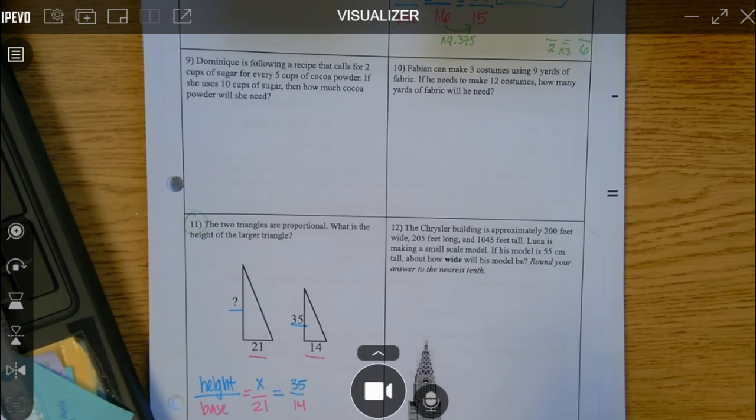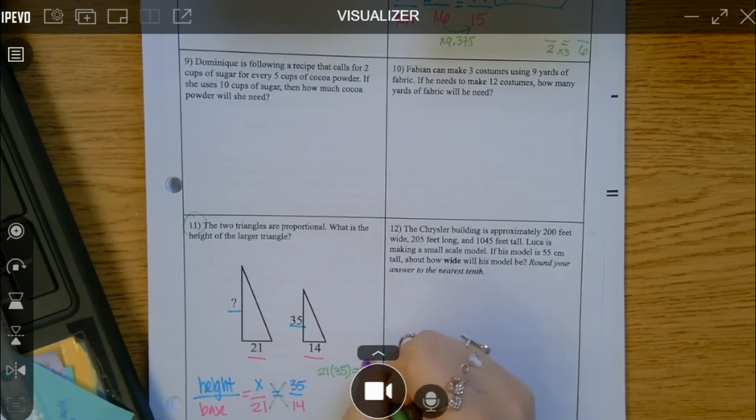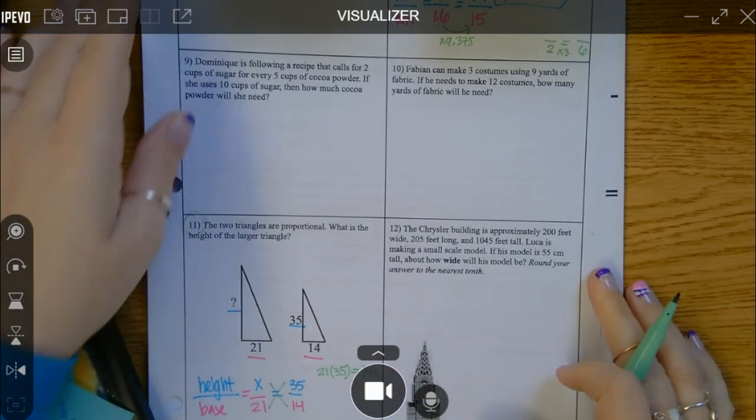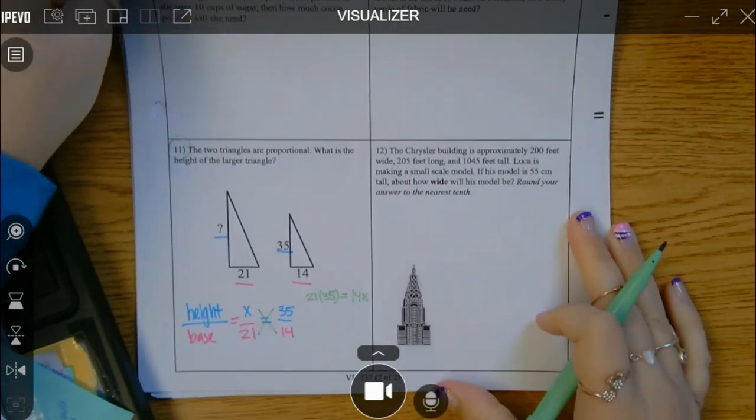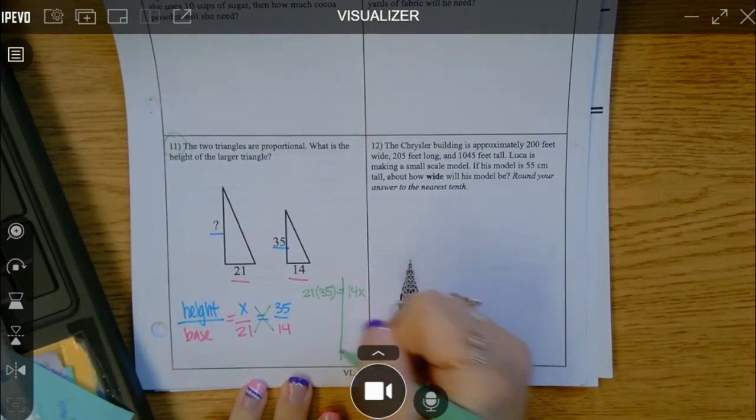And you're like, wait, what? So think about it, because we're going to solve this by cross products, right? So I'm going to multiply 21 times 35, and I'm going to set that equal to the x times the 14, or 14x. However you set it up, if you have those same exact cross products, then we're going to get the same answer, right? Because we're both going to be multiplying and solving the same equation.